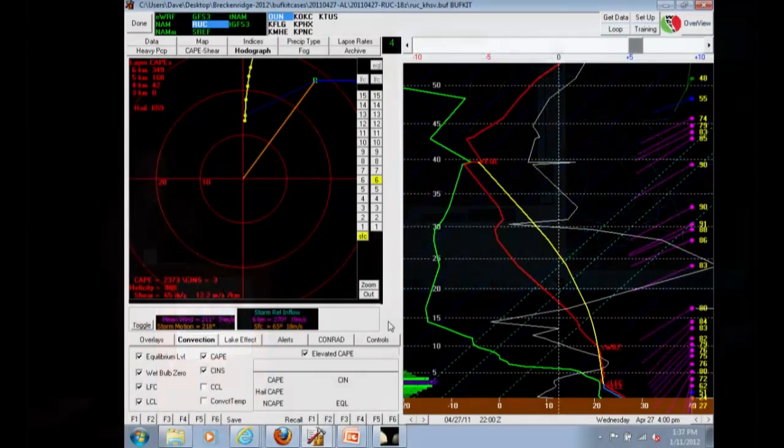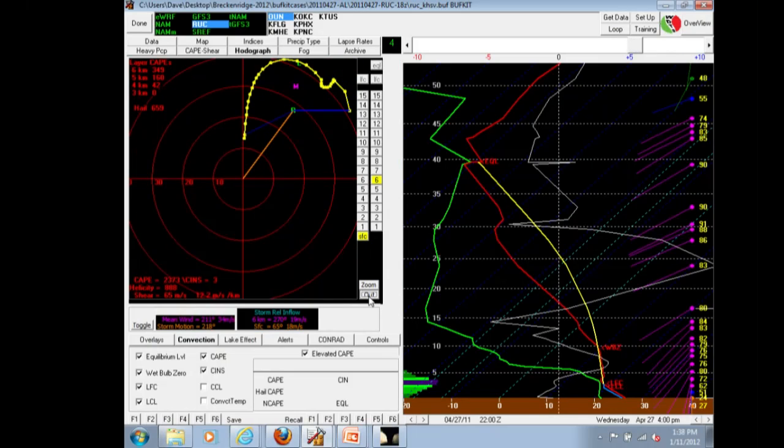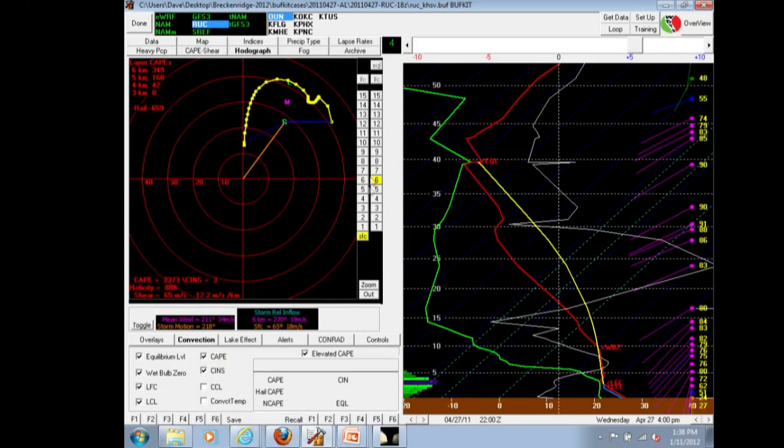Geez, where'd the photograph go? Okay, we have to zoom out. And there it is. 0 to 1 kilometer shear. You want to look at 0 to 1 kilometer shear? Watch what I do here. I'll click on the 1 on the right. And there it is. You get a good view of the 0 to 1 kilometer shear.